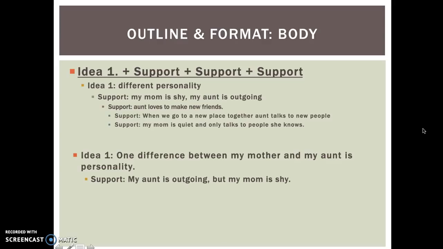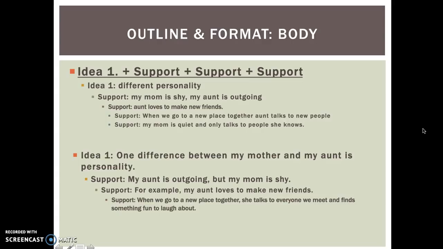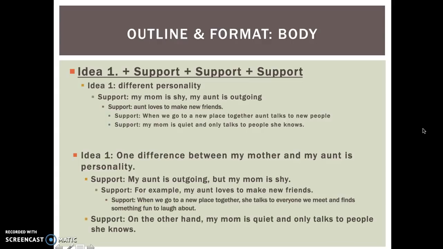My aunt is outgoing, but my mom is shy. For example, my aunt loves to make new friends. When we go to a new place together, she talks to everyone we meet and finds something fun to laugh about. On the other hand, my mom is quiet and only talks to people she knows.